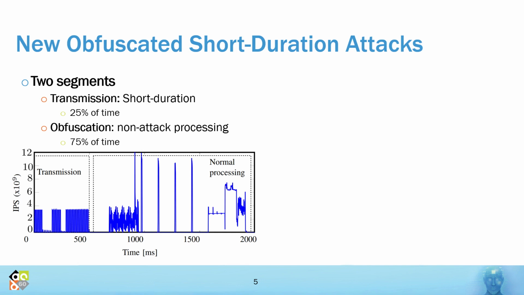In the obfuscation segment, shown on the right, the malware application behaves like a normal processing application to avoid detection. In this example, we employed Blackscholes from PARSEC as the processing kernel. The obfuscation segment takes the remaining 75% of the time. As I will show later, this obfuscation allows our attack to remain undetected under DFT-based detection solutions.